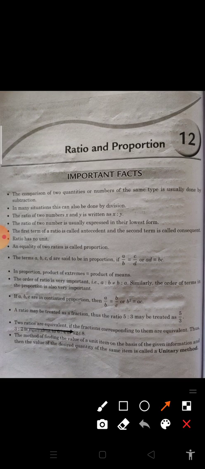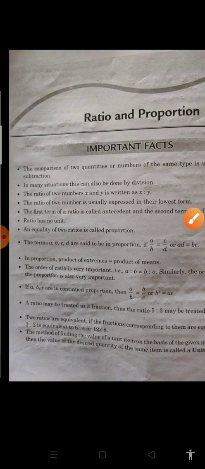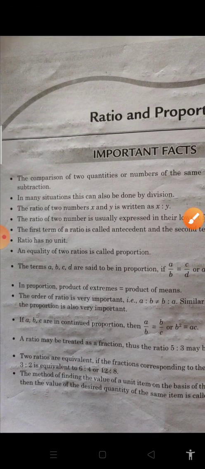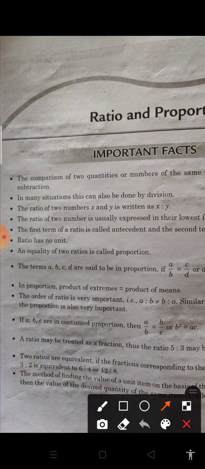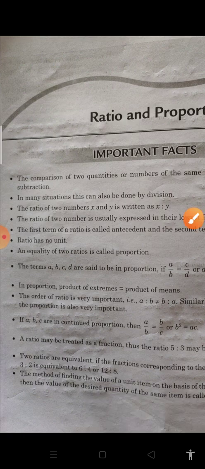Next, two ratios are equivalent if the fractions corresponding to them are equivalent. Thus 3:2 is equivalent to 6:4 or 12:8. So we can write the simplest form of 6:4 or 12:8, and it is equal to 3:2. So all are the same. The given ratios are the same.